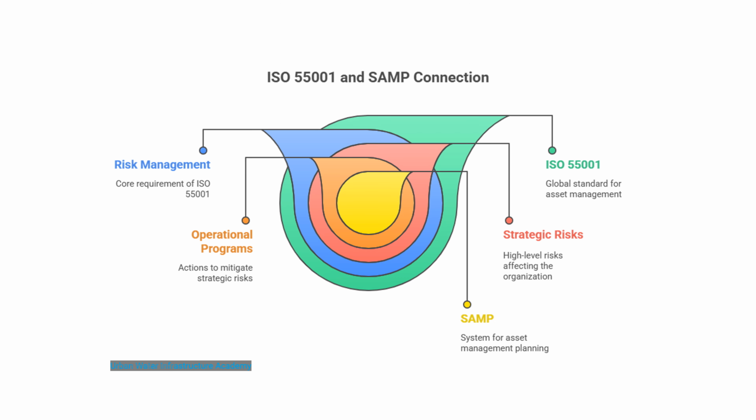ISO 55001 requires risk management at all levels. The SAMP must show how strategic risks like capital shortages translate into operational programs like pipe replacements.